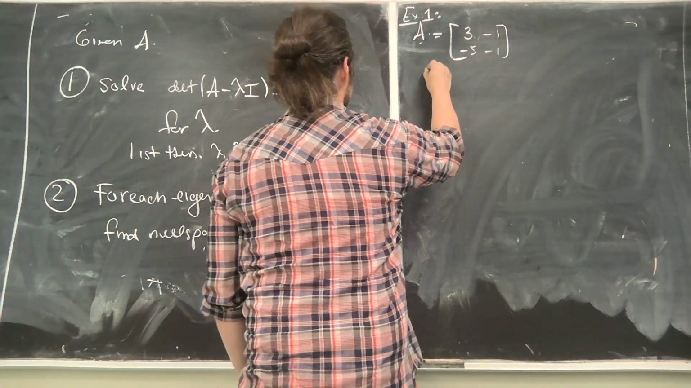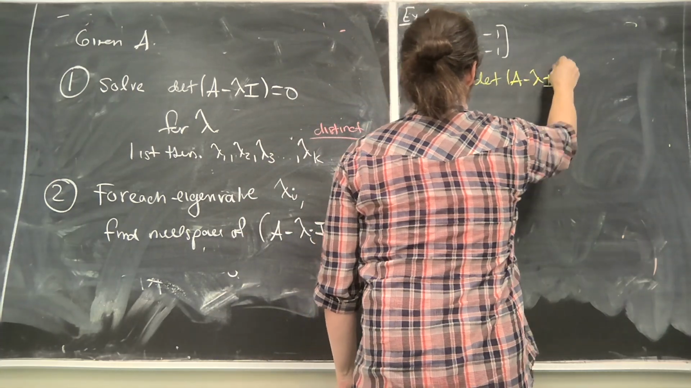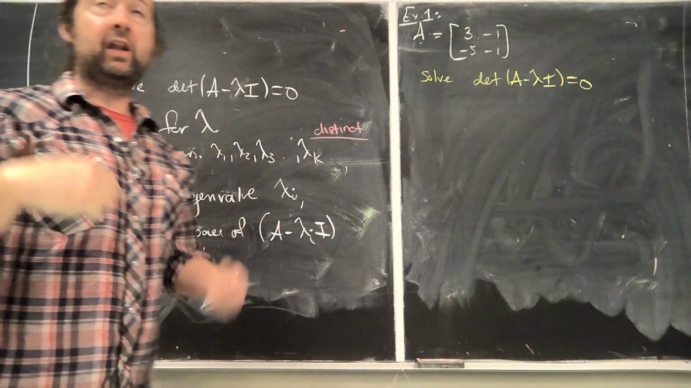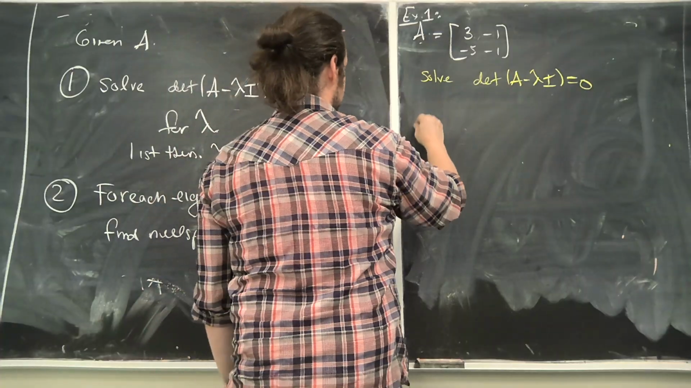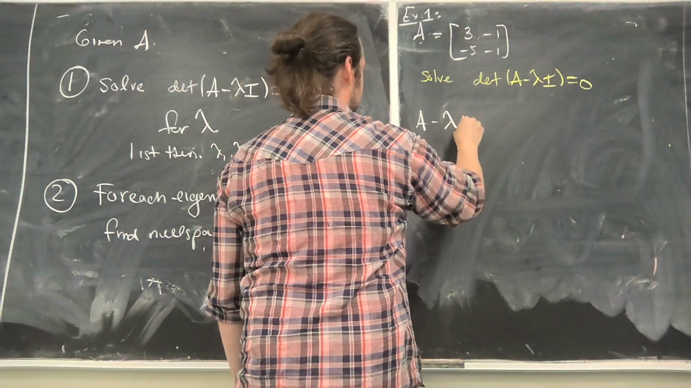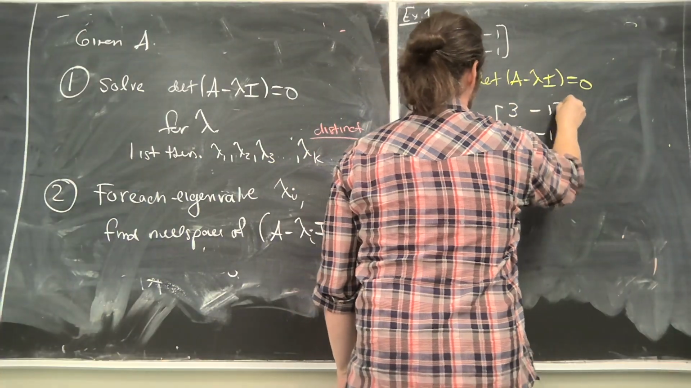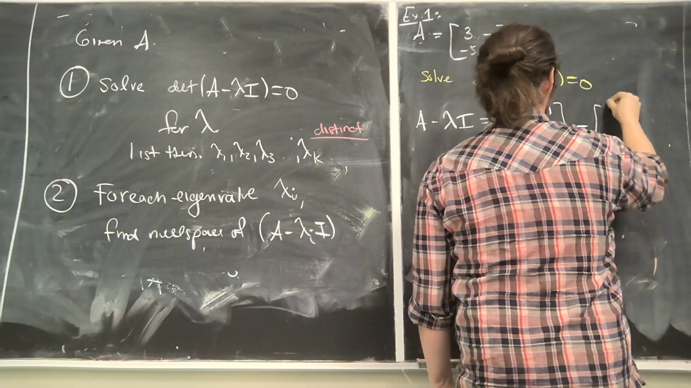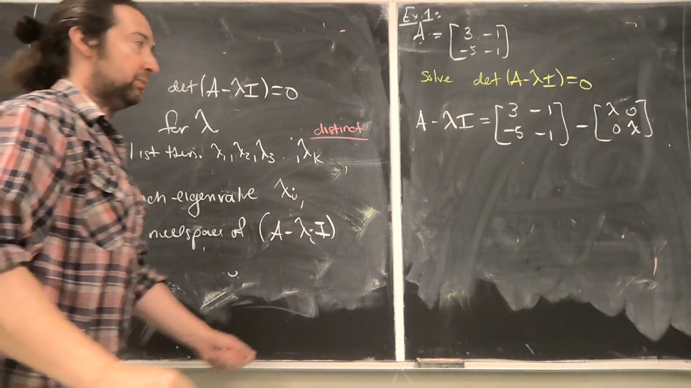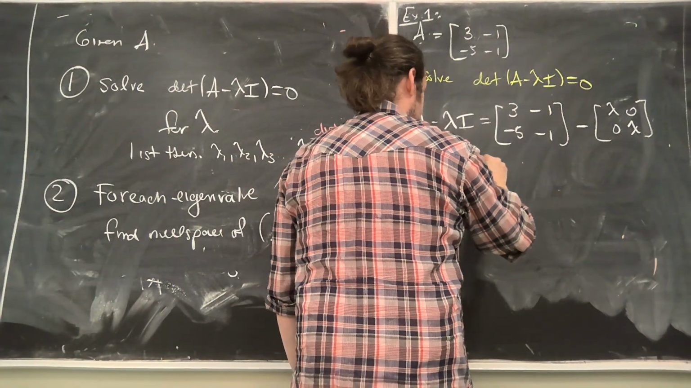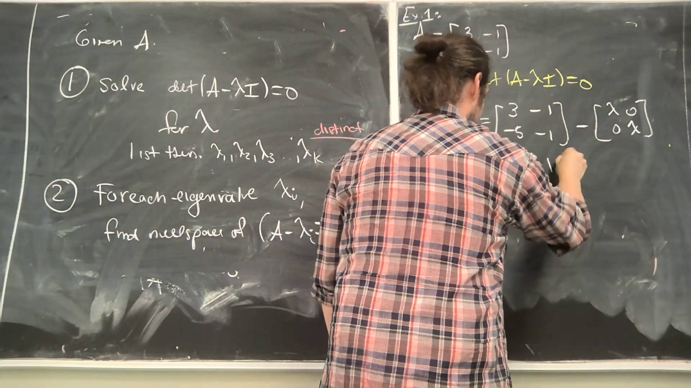I'm going to solve the determinant of A minus lambda I is equal to 0. This is an algebra problem. So in order to do that, I should probably write down what A minus lambda I is. Lambda is our variable, so A minus lambda times the identity. If you subtract, you get 3 minus lambda, minus 1, minus 5, minus 1 minus lambda.